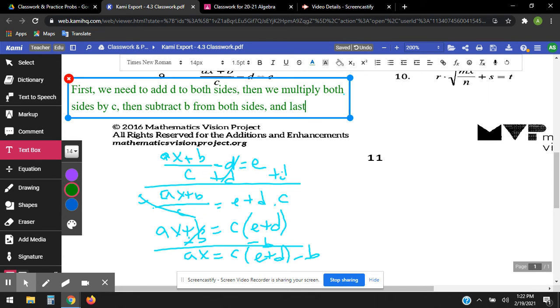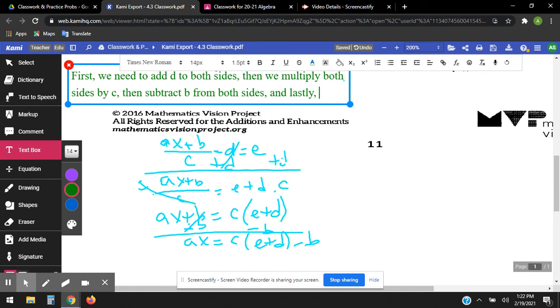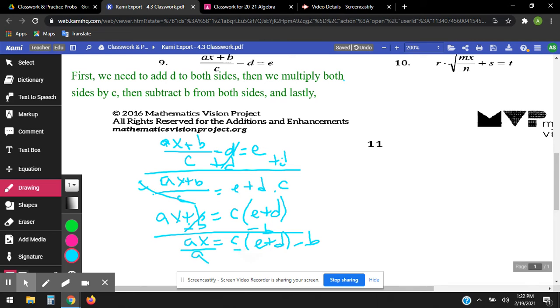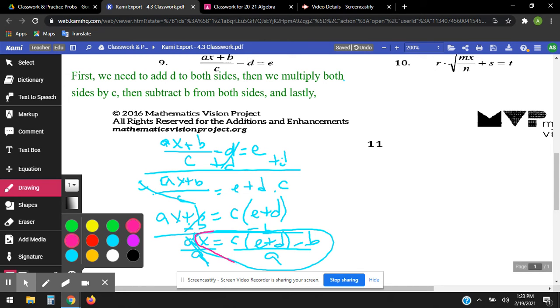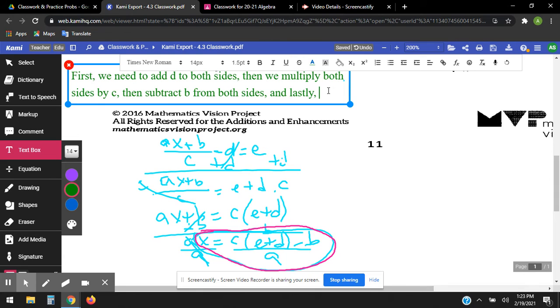And lastly, what do we have to do with that a? Well, it's a multiply, so we need to divide both sides by a. And here is our final. Let's do a different color so we can see that a little easier. There is my final answer for this one. And lastly, divide both sides by a.